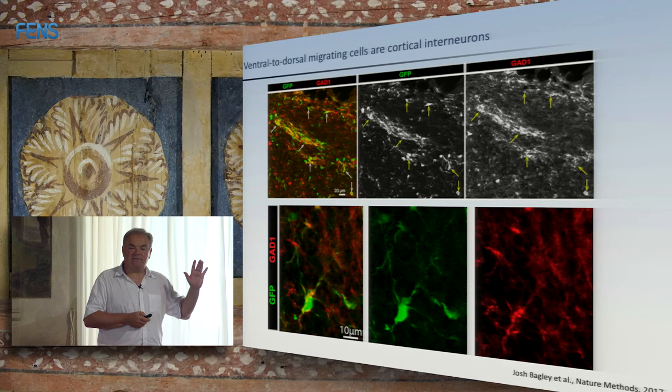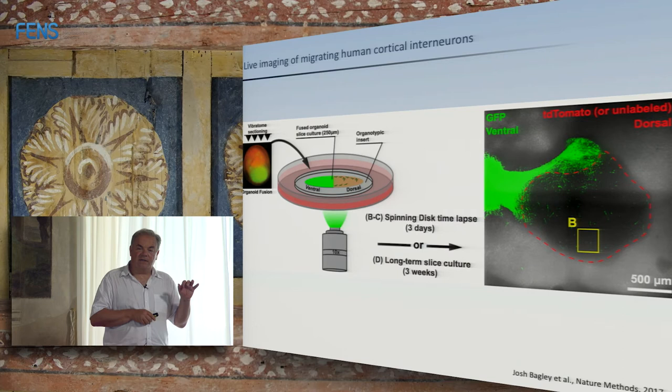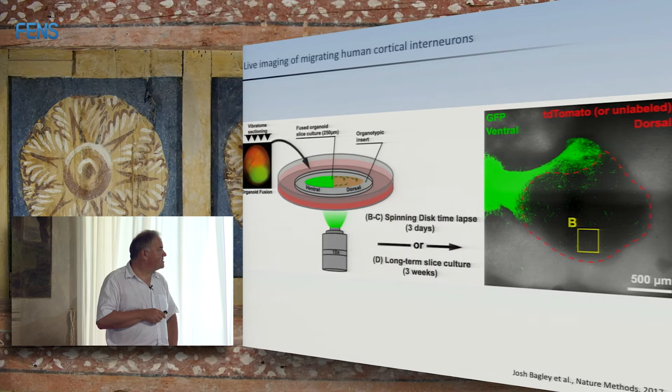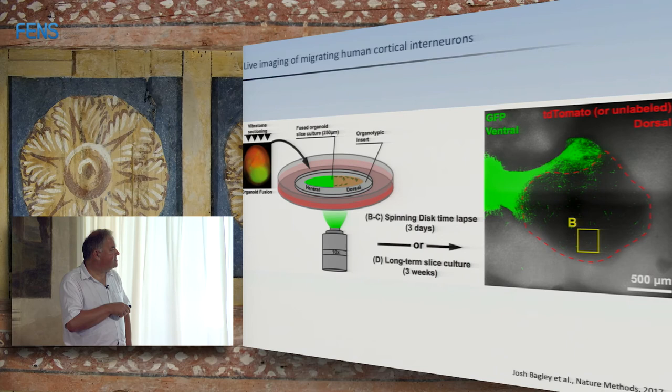But the reason why I actually wanted to mention them is because this now allows us to do live imaging on interneuron migration. And I find that interneuron migration, I think we heard something about this from Sergio already, is one of the most complex, but also one of the most beautiful cell migratory processes. For this, we developed a method that is actually very similar to what Madeleine was mentioning. These are thick 250 micron slices, which we also can culture for up to 3 weeks in culture.